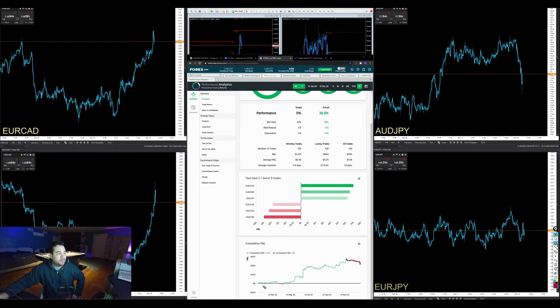Yeah. I remember in the beginning I had a drawdown that went below my original deposit. I was like, oh man, something's got to change here. Oh, and it did. Anyways.